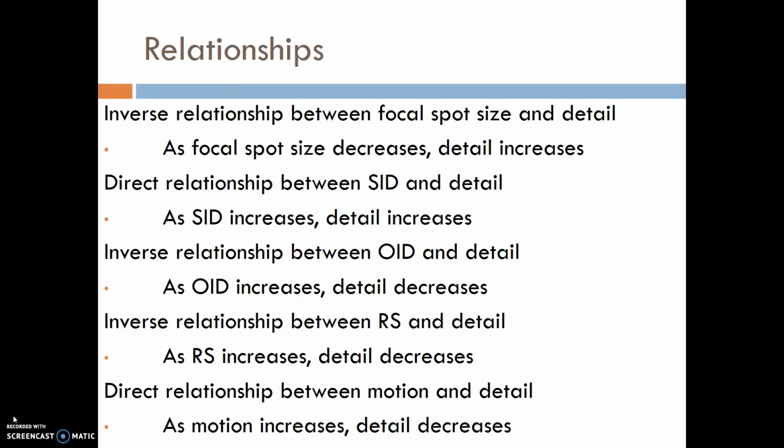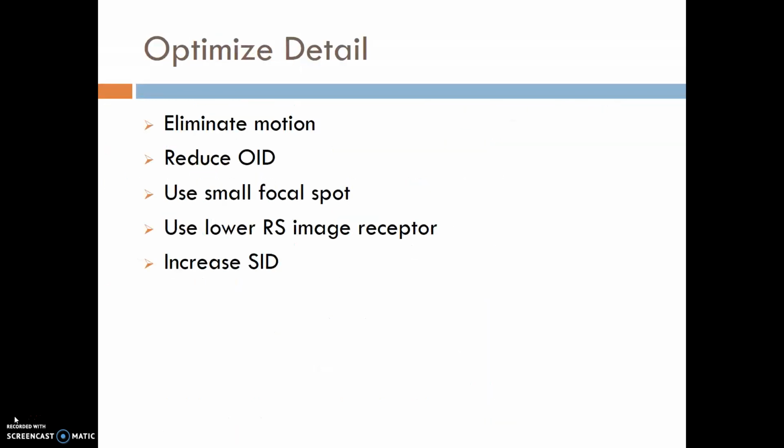There is an inverse relationship between relative speed and detail. As relative speed increases, detail decreases. There is a direct relationship between motion and detail. As motion increases, detail decreases.